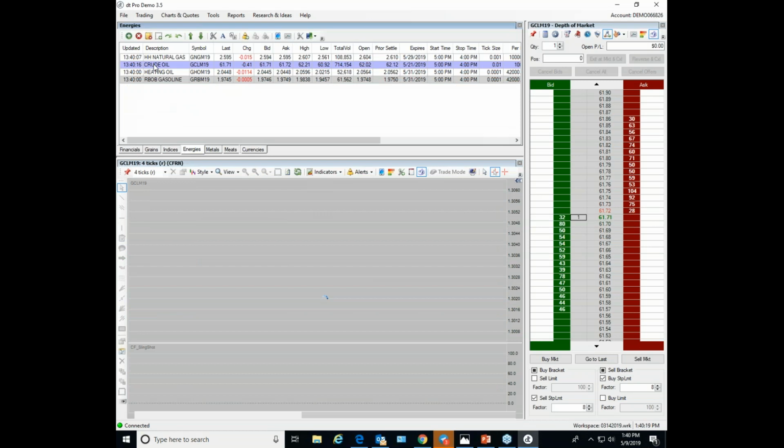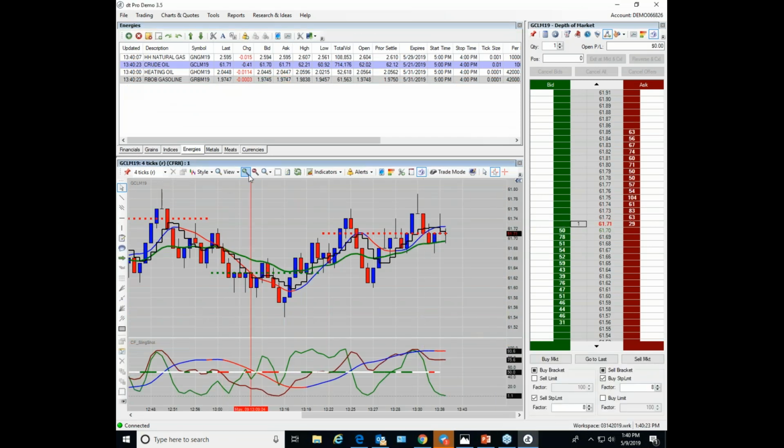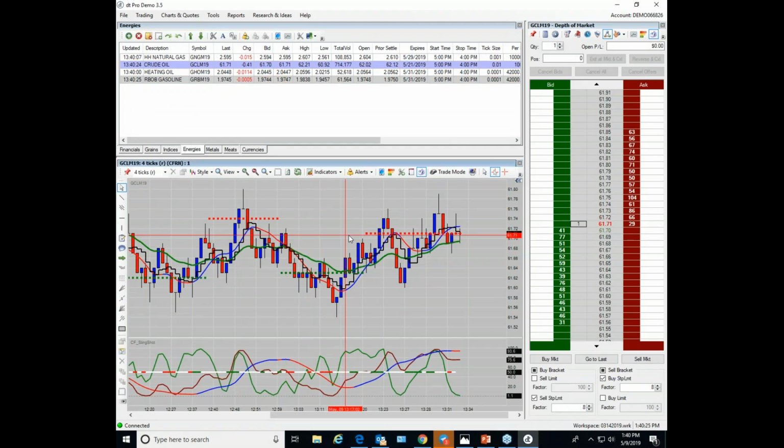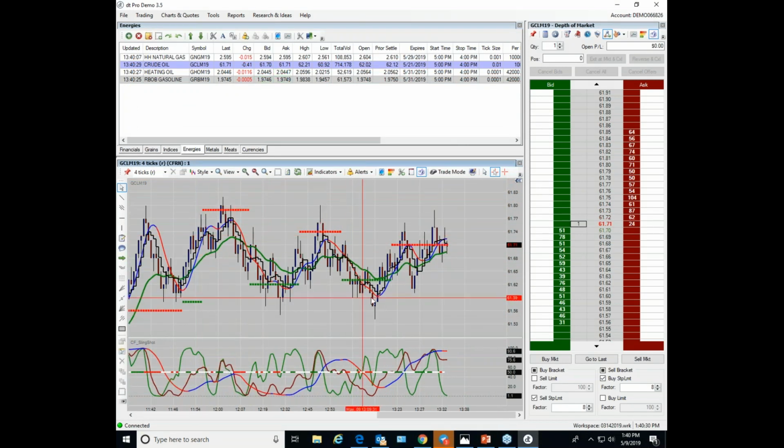All right, let's go back to crude oil. We're still stuck. Still stuck on the range. Notice how I zoomed out. That's a hot mess right now. So that's the crude oil, and we identified that way back here.